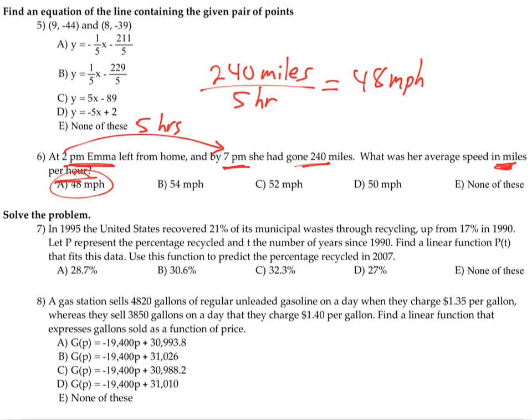In 1995, the United States recovered 21% of its municipal wastes through recycling, up from 17% in 1990. Let P represent the percentage recycled and T the number of years since 1990. Find a linear function, P of T, that fits this data. Use this function to predict the percentage recycled in 2007. Remember these? This was from chapter 4, 4.2, I think it was. These kinds of problems. So, how are we going to do that?